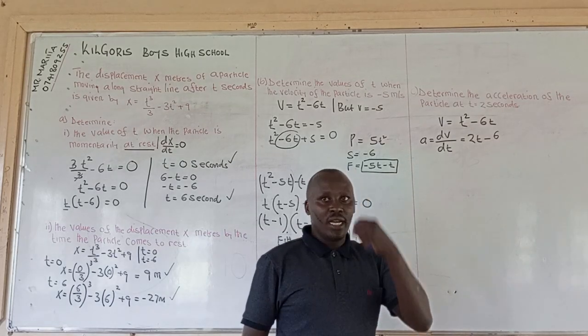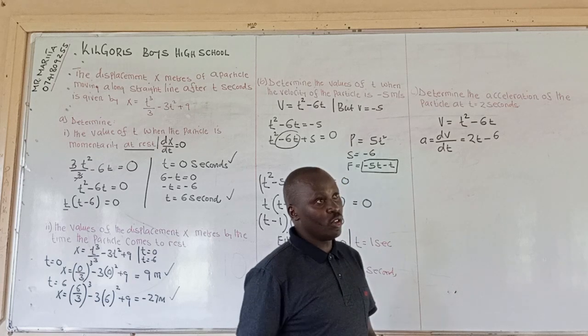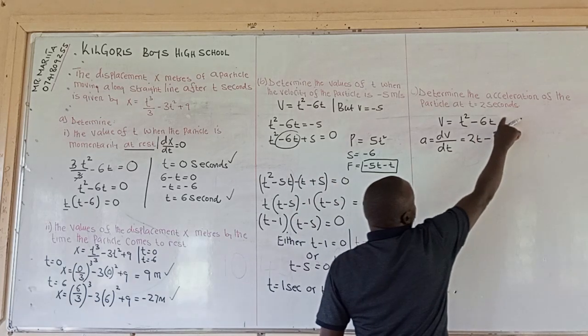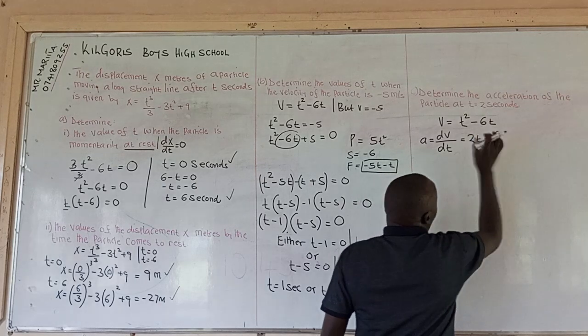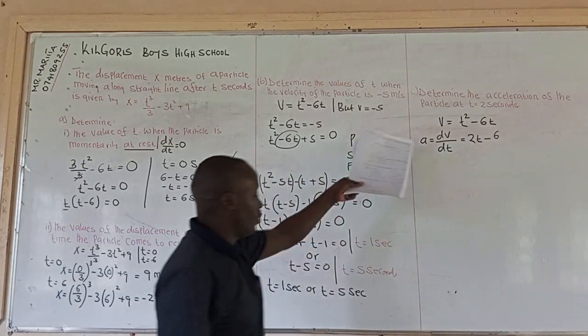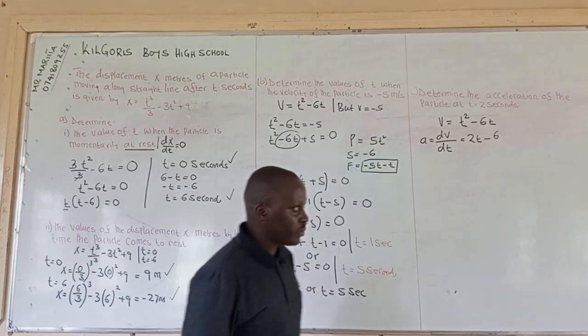And any number raised to 0 is equivalent to 1. So t raised to 0 is 1. 1 times 6 is equivalent to 6. And therefore our acceleration, from that expression of velocity, is equivalent to 2t minus 6.